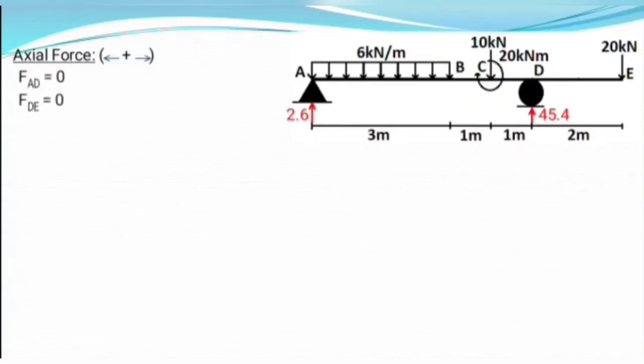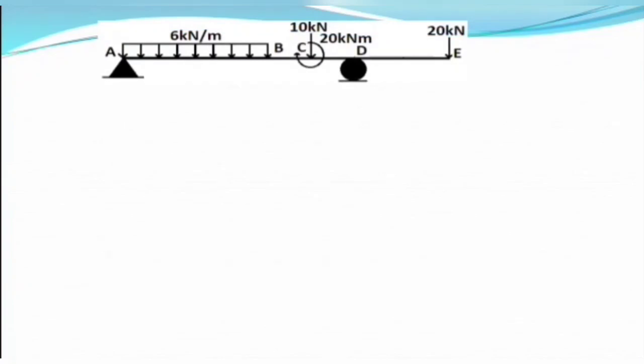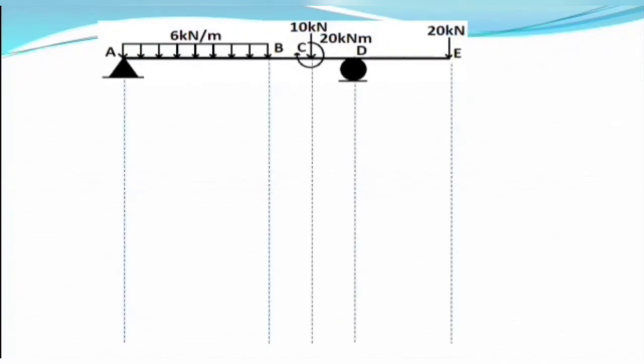So axial forces in any portion of the beam is equal to 0. That is, axial force at portion AD is equal to 0, and axial force at portion DE is also equal to 0. So now after finding the axial forces at various points, we are going to plot the axial force diagram.